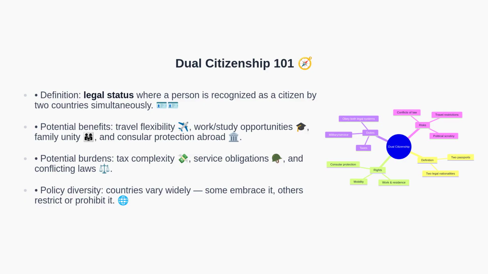Dual citizenship is a legal status in which a person is recognized as a citizen by two sovereign states at the same time. It can offer benefits like increased mobility, work and study opportunities, family unity across borders, and consular protection when abroad. However, it may also involve additional burdens such as complex tax obligations, possible service requirements, and navigating conflicting laws. Importantly, national approaches differ widely, with some countries embracing dual citizenship and others restricting or prohibiting it. Now that we have a baseline, let's examine the proposed loyalty tests.